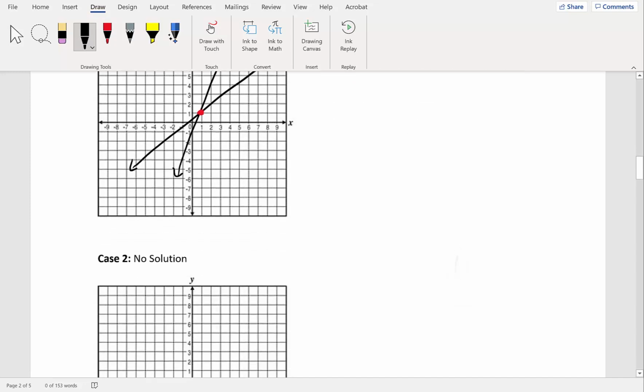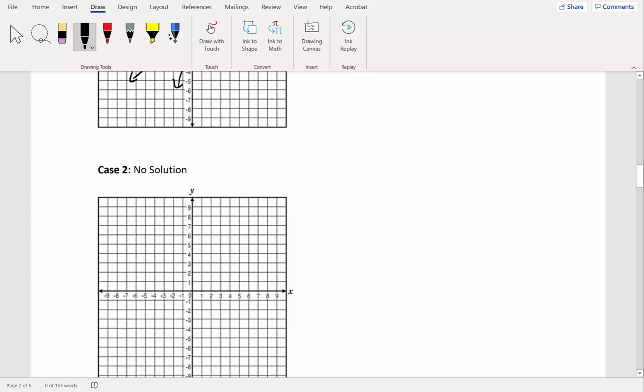Case 2 is if you have no solution. So remember, the solution to these systems is the point where they intersect each other. Well, you might end up graphing each one of these lines that never intersect each other. You might end up with 2 parallel lines. So if you end up with parallel lines, what that indicates is you have no solution because they never intersect. There isn't a combination, there isn't an ordered pair that makes that system true.